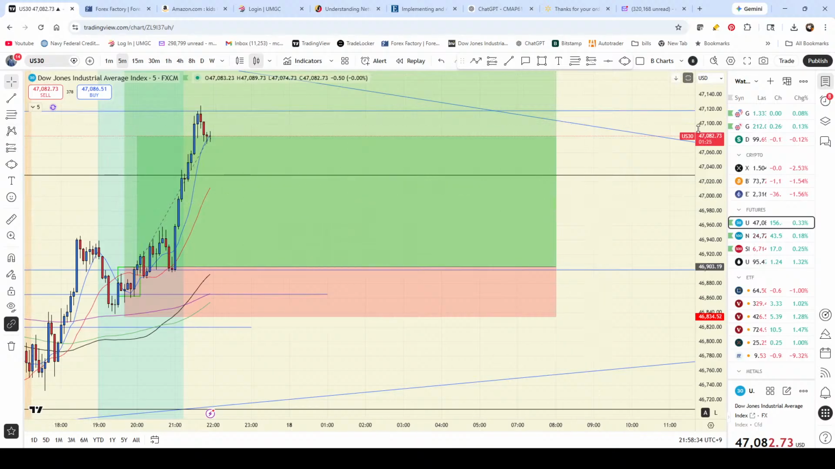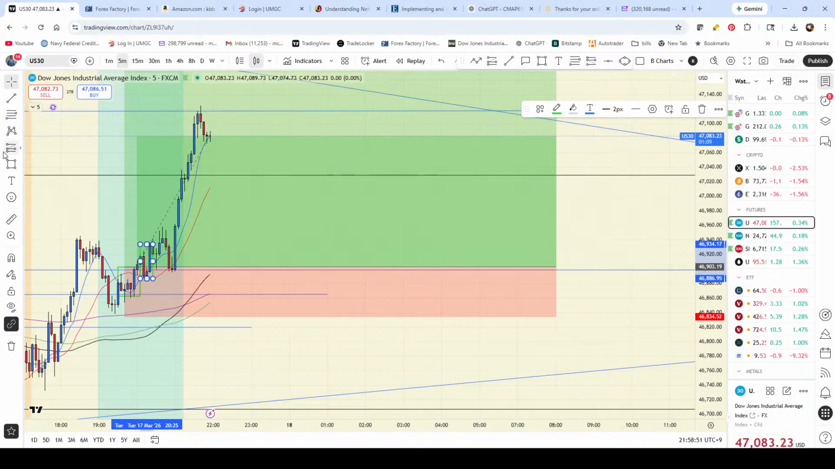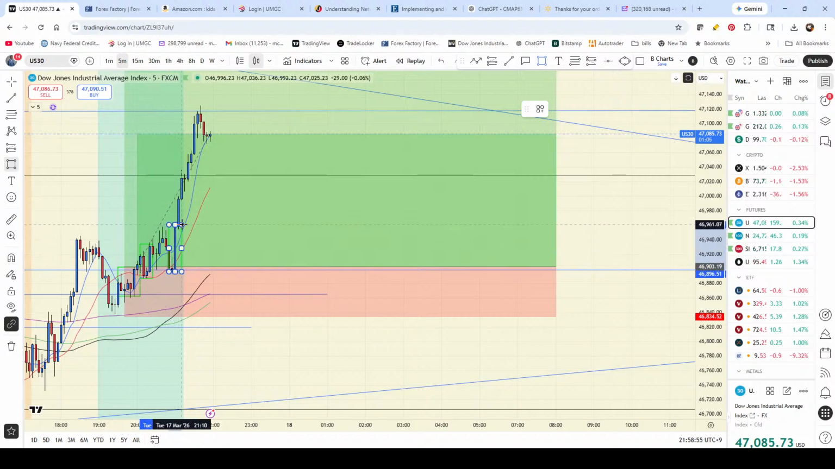All of these right here could have been entries. I entered right here, but all of these could have been signals to enter the market. Bomb, turn that line green. All of these right here could have been signals to enter the market.